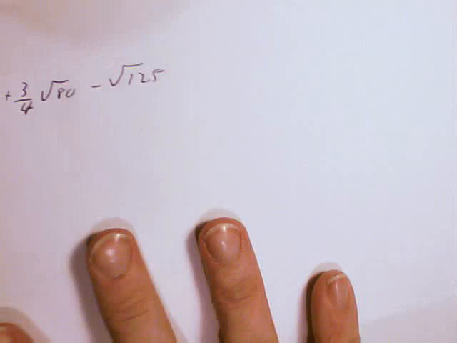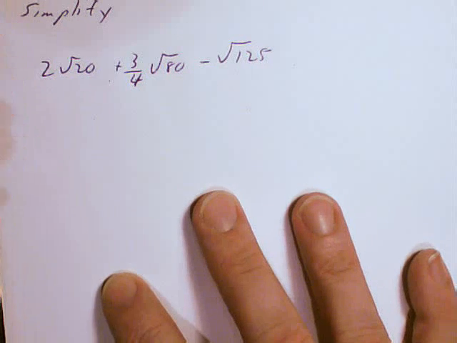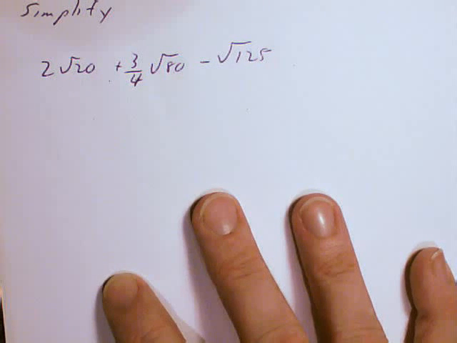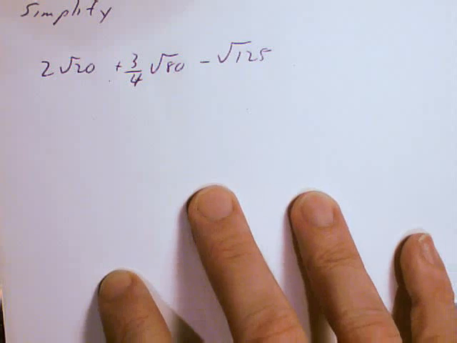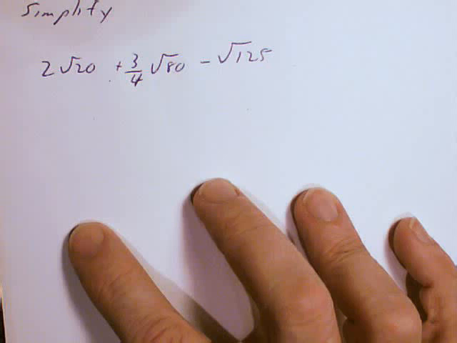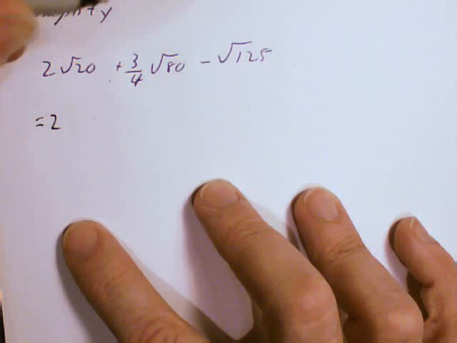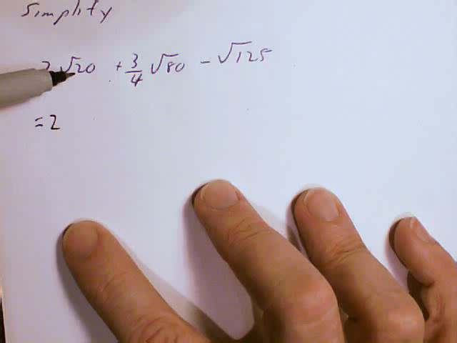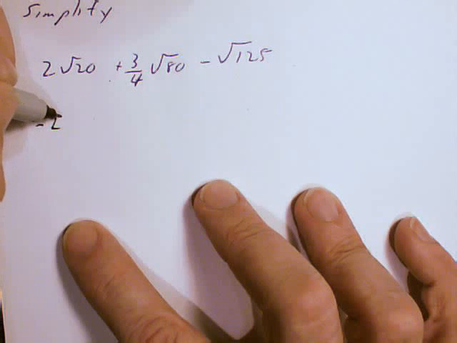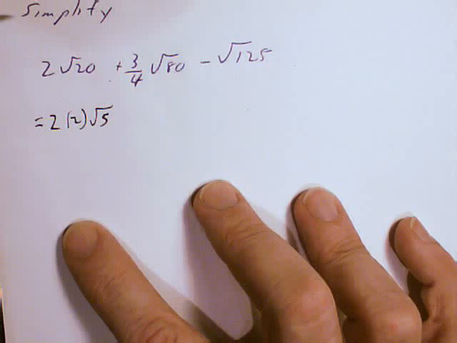Finally, let's look at an example with a fraction in it. I have 2 root 20 plus 3/4 root 80 minus root 125. As always, I'm going to look at each radical and see if I can write it as the product of a perfect square and another number. So the first one is going to be 2. The biggest perfect square I can take out of 20 is 4. Square root of 4 is 2. So 2 times 2 and then root 5.